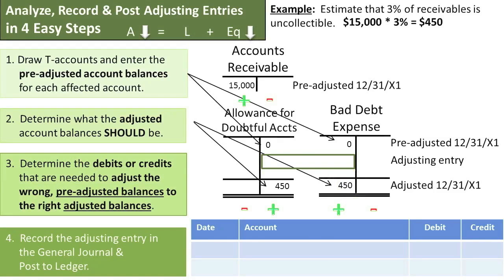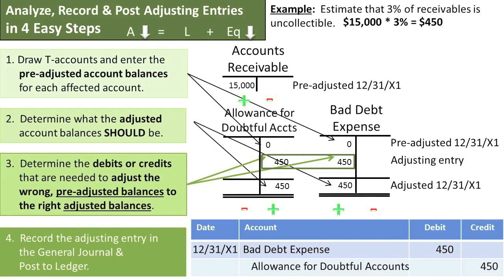The adjusting journal entry to go from the wrong numbers to the right numbers will have to be a debit to bad debt expense $450 and a credit to allowance for doubtful accounts $450. Now this example was quite easy because the opening allowance balance was 0. In future years, there may be a carryover debit or credit balance that we will have to deal with and will affect the adjusting entry that we record.